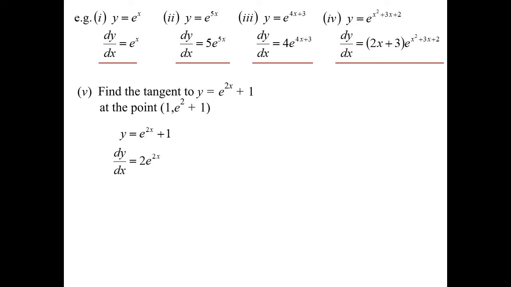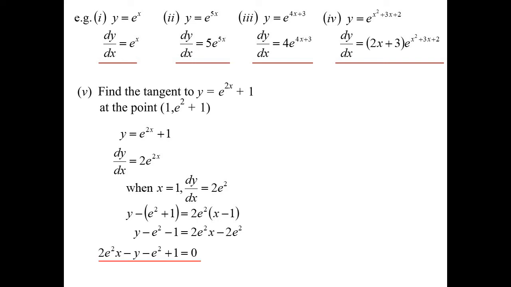So y equals e to the power of 2x plus 1, differentiate that, we get 2e to the 2x plus 1. Now that's not the slope of the tangent. That of course is the formula that allows us to find the slope of the tangent. Sub in the x value, which was 1, and we get 2e squared. So all right, point slope formula. y minus, well the y value was e squared plus 1, equals 2e squared times x minus 1.